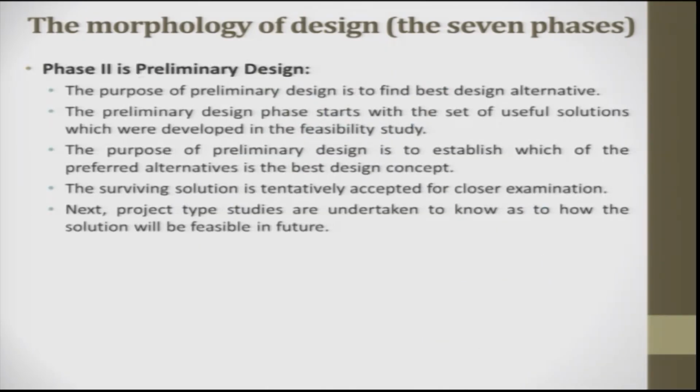So, phase 2 is the preliminary design. We studied phase 1 which is the feasibility study. Then what we do is a preliminary study. The purpose of this preliminary study is to find the best design alternatives. The preliminary design phase starts with a set of useful solutions which were developed in the feasibility study. So, we look at alternative solutions and we put all the alternative solutions in front of us, and then look at, okay, what can we do?